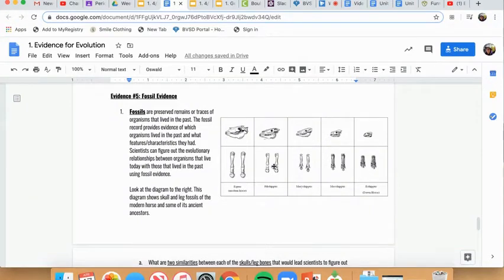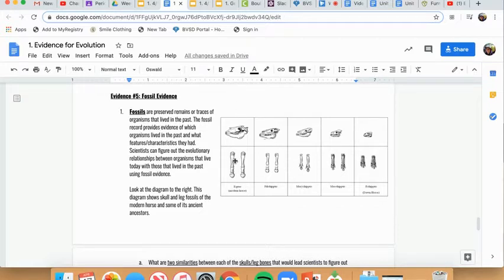The final piece of evidence you're going to be looking at that supports evolution is fossil evidence. And you've already been looking at fossil evidence as you've been building your phylogenetic trees, so you should be somewhat familiar with this idea that fossils support the theory of evolution. For this particular piece of evidence, you're going to be looking at this diagram, which shows us the skull and leg fossils of a variety of horse ancestors.